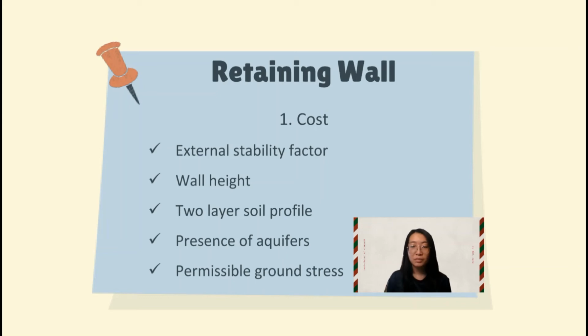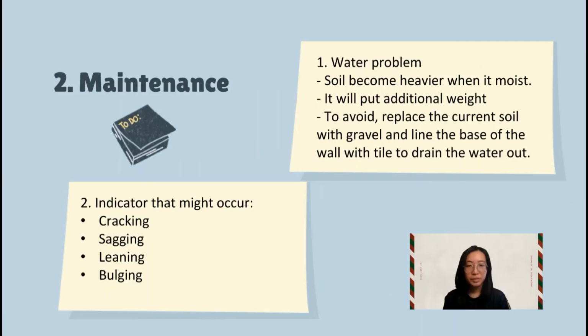However, the weight of the steel bars is required to estimate the cost of the quantities of the material in the buildings. To ensure the long life of the retaining wall, it needs good maintenance, for which it is important to know a few aspects. First, need to know the water problem. When the soil becomes moist, it becomes heavier, which might put a strain on the retaining wall. To avoid this, it can replace the current soil with gravel and line the base of the wall with perforated tile to drain the water out for better drainage.